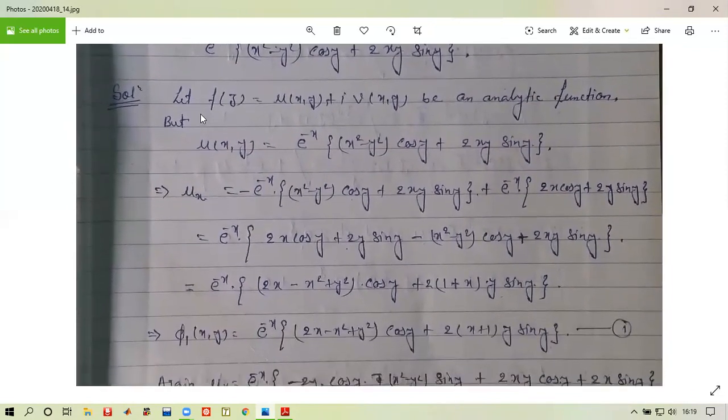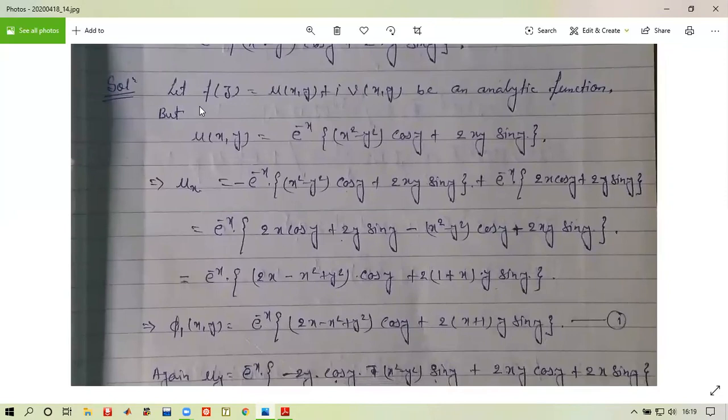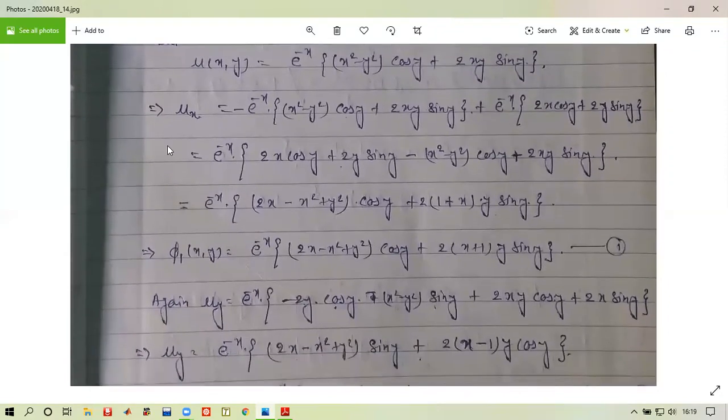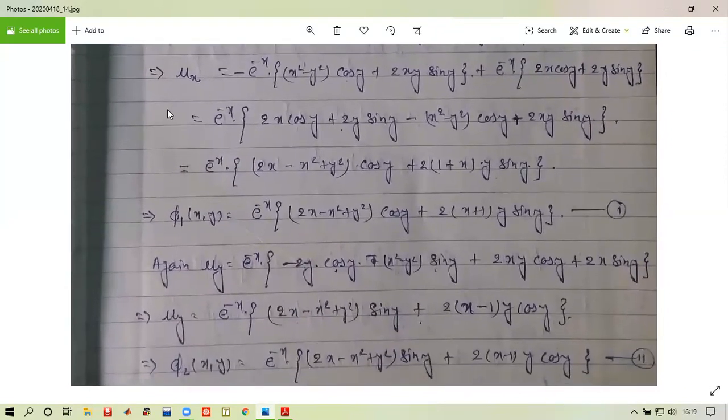Here the function can be written as f of z equals u of x y plus i v of x y, which will be an analytic function. And here u of x y is given as e to the power minus x times bracket x square minus y square cos y plus twice xy sin y. Now we can take the derivative of u with respect to x, and we can write u x equals e to the power minus x times twice x minus x square plus y square cos y plus twice into 1 plus x into y sin y.